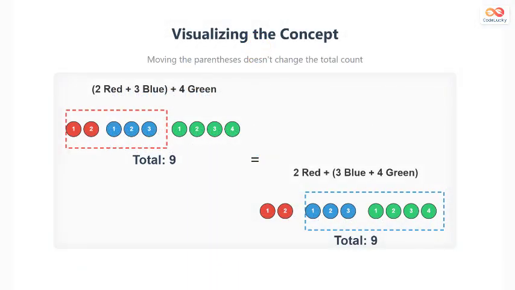Let's look at this visually. Imagine we have three groups of colored balls, 2 red, 3 blue, and 4 green. On the left, we group the red and blue balls together first. On the right, we group the blue and green balls together first. Even though we organize them differently, if you count them all up, you still get the same total number of 9 balls. This is the core of the associative property. The total amount doesn't change just because we moved the parentheses.